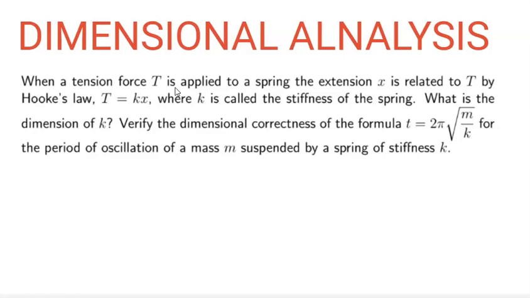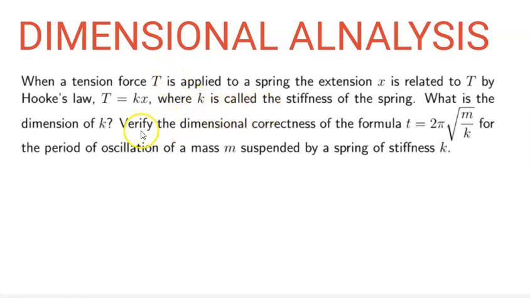Sometimes it's also referred to as F equals Kx, where K is known as the stiffness of the spring, how much force it can absorb to cause the deformation of 1 meter. That's what the spring constant means. What is the dimension of the K? That's the first thing. Next thing is we need to verify the dimensional correctness of the formula T for the period of oscillation of mass m suspended by a spring with a stiffness K.